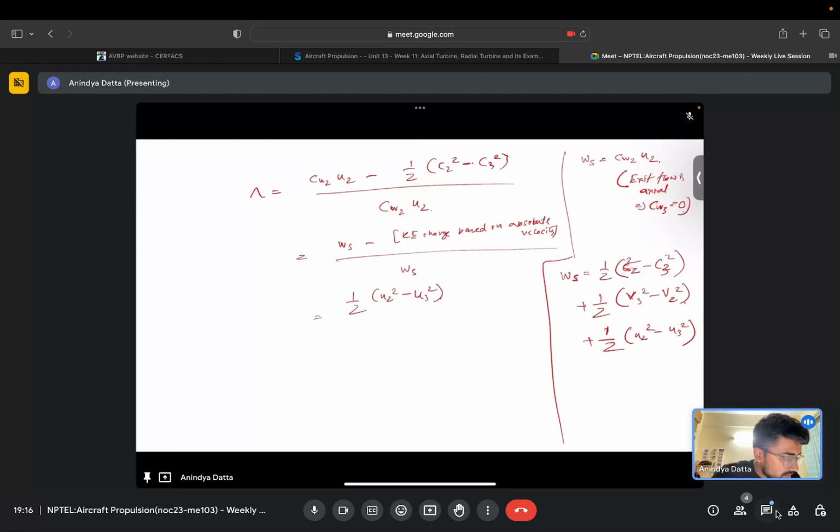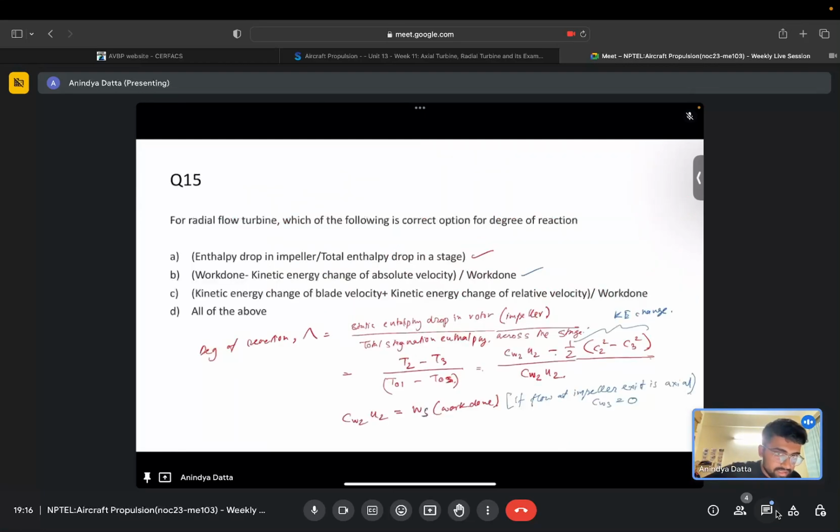Okay, so now if in the numerator we have ws minus the kinetic energy change based on absolute velocity, then from this expression we can write it here. So we will have just the kinetic energy change based on the blade velocity and the relative velocity. So the third option is the kinetic energy change based on blade velocity and kinetic energy change based on relative velocity by work done.